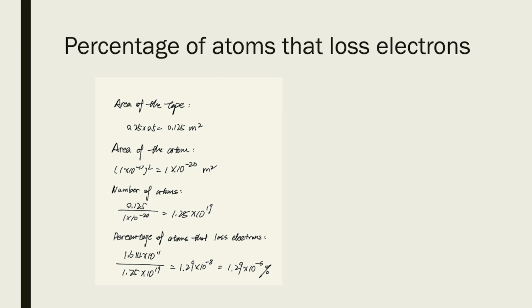With the number of electrons, we can also calculate the percentage of atoms that lost electrons. We have the area of the tape, we have the area of the atom. We can get the number of atoms in the tape, which is 1.25 times 10 to the 19th. Then we use the number of electrons over the number of atoms, and we can get the percentage.